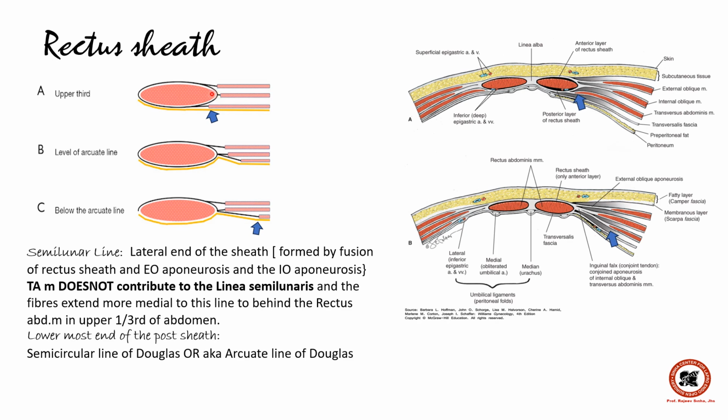And the fibers extend more medially. But as we go down, we find the transverse abdominis muscle is receding, I would call it, more laterally. That means the muscle fibers recede more laterally, and a more fibrous part gains access to the midline. In the lowermost part of the rectus sheath, you have the semicircular line or arcuate line.